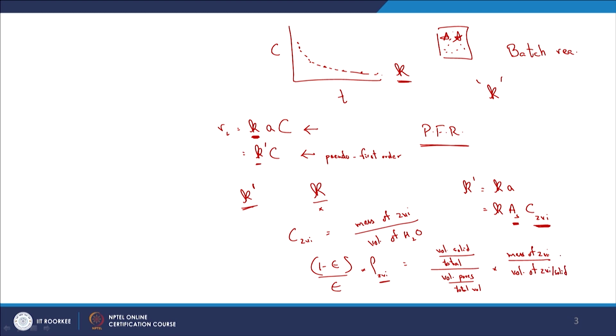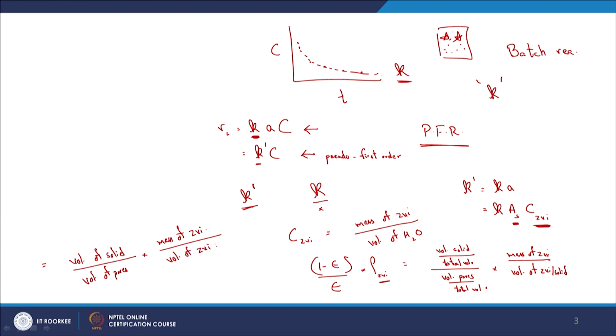And what is that going to be equal to? Let me just write that out here, right. That is going to be equal to, I am going to cancel out the total volume here, right. So, it is going to be equal to volume of solid by volume of pores into mass of 0 valent iron by volume of the solid which is 0 valent iron, right.